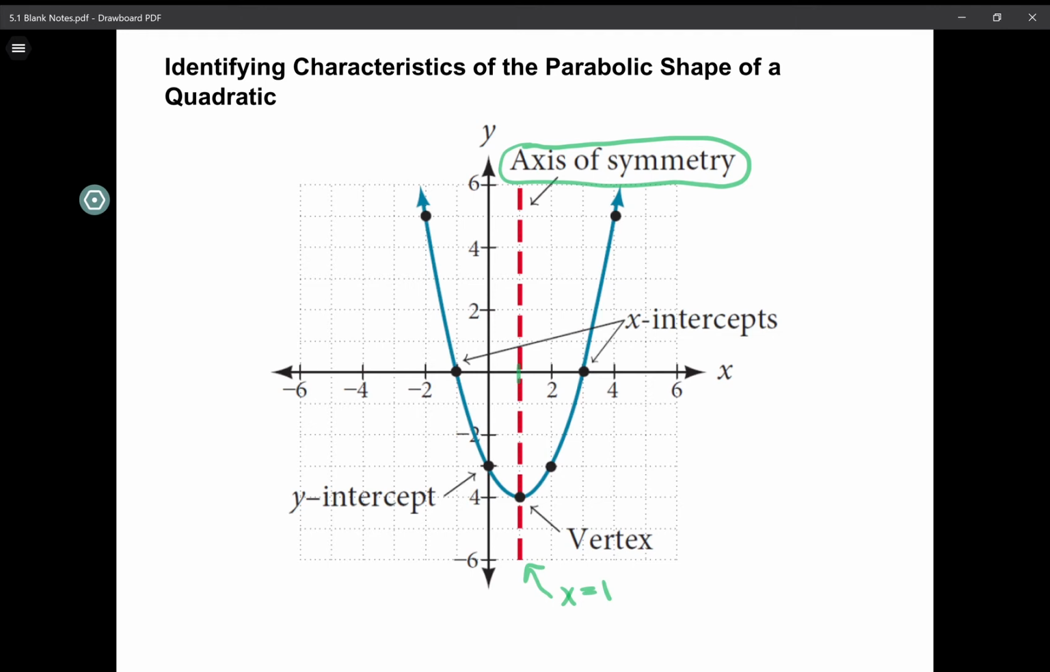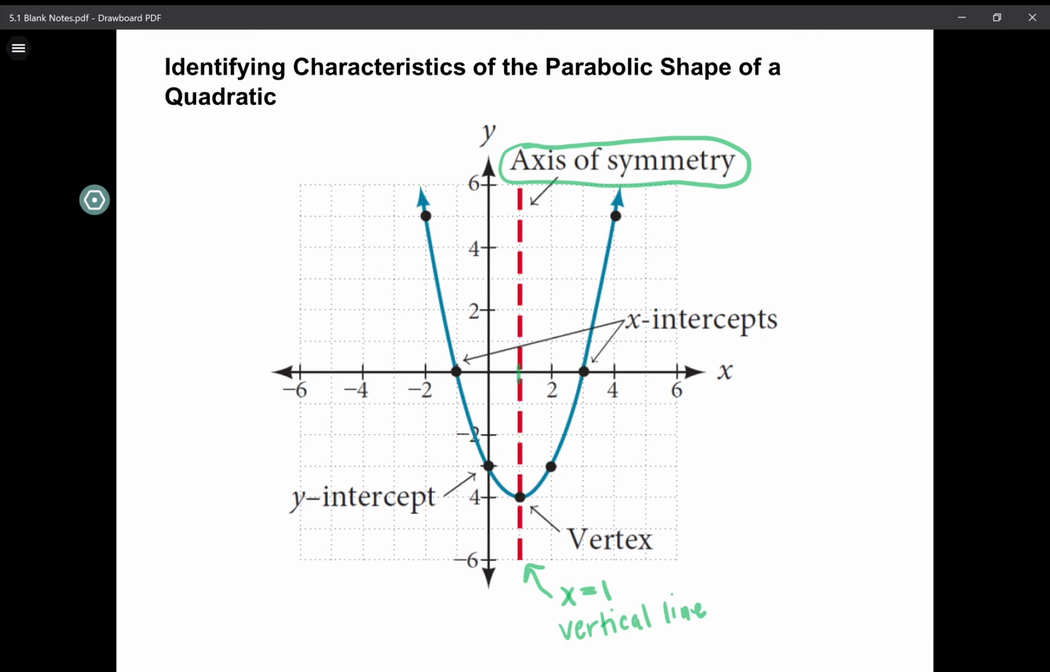So you have to be careful. This is a time when context is really important in mathematics. x equals 1 could look like a solution to an equation. Or in this context, since we're talking about graphs and parabolas, x equals 1 is the equation of a vertical line, the vertical line that is the axis of symmetry.